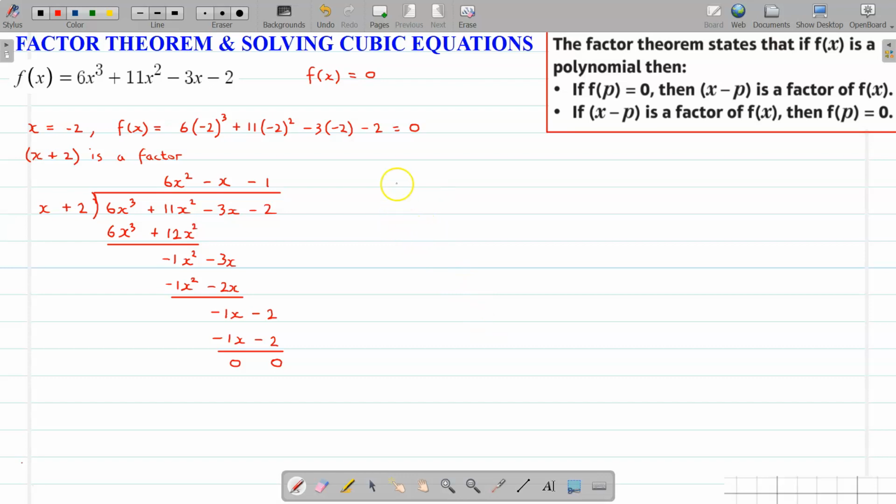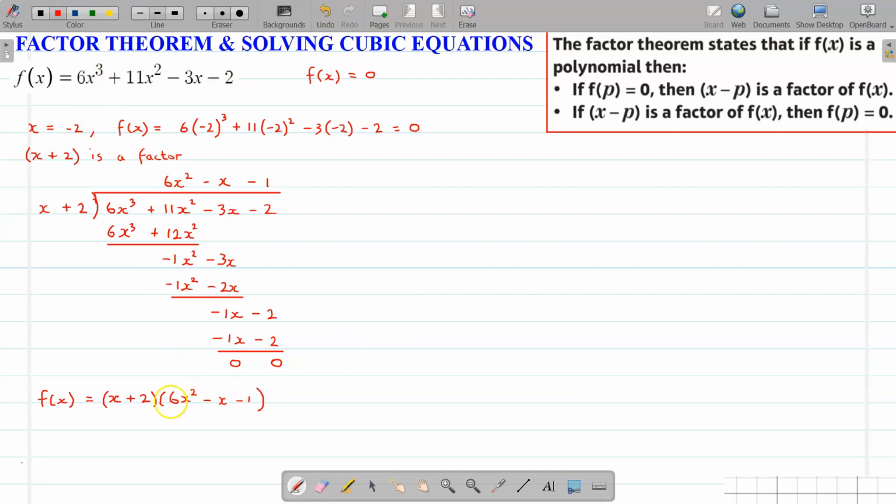And what that means is that our original function f of x can now be written as a linear factor, which is x plus 2, multiplied by a quadratic factor, which is 6x squared, taking the answer to our division here, minus x minus 1. Which means that if you took those two brackets and multiplied them together, you would go back to our original cubic up here.